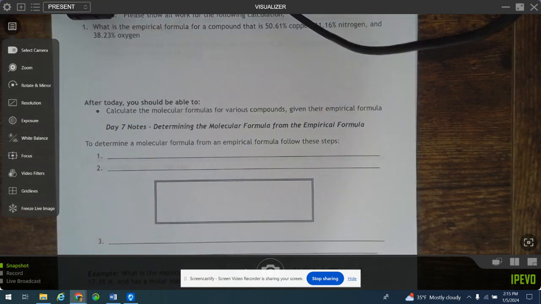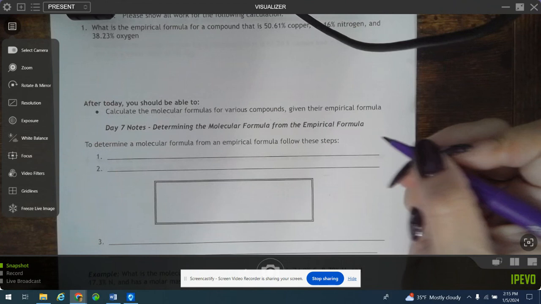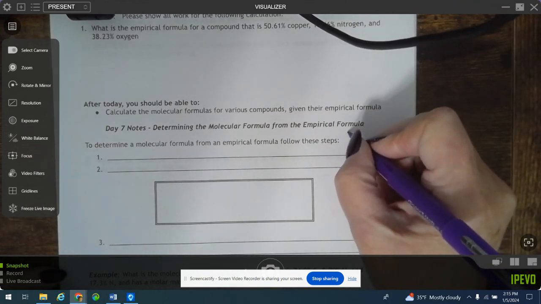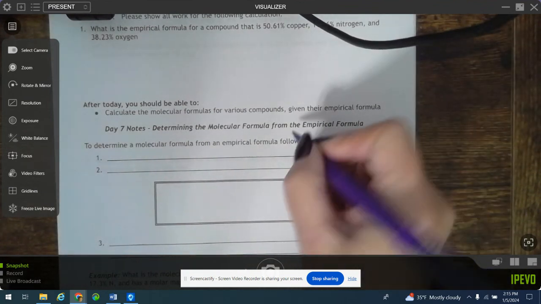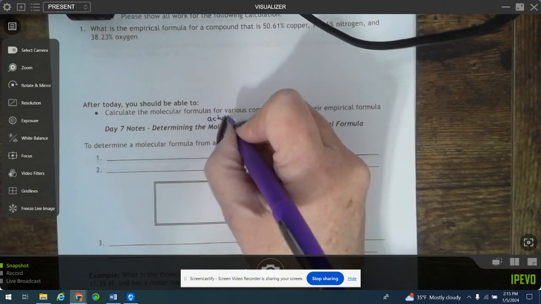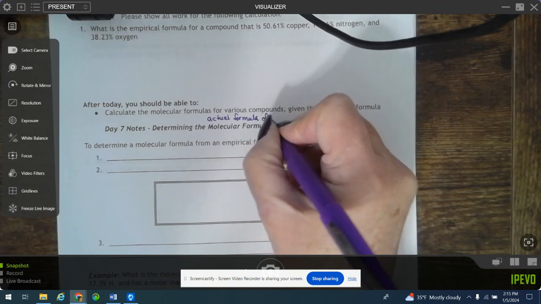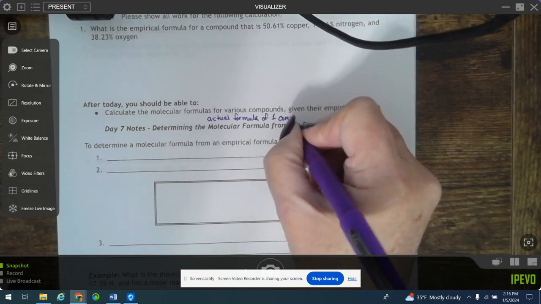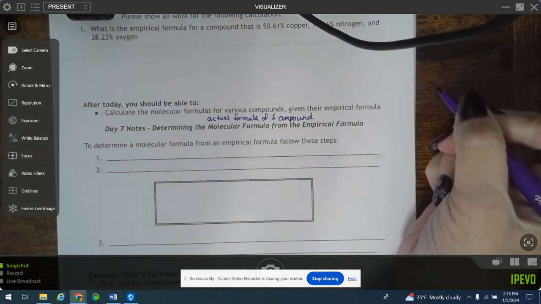Like I said in the last video, the molecular formula is the actual formula of one compound. It tells you exactly how many atoms of each element there are in that compound.